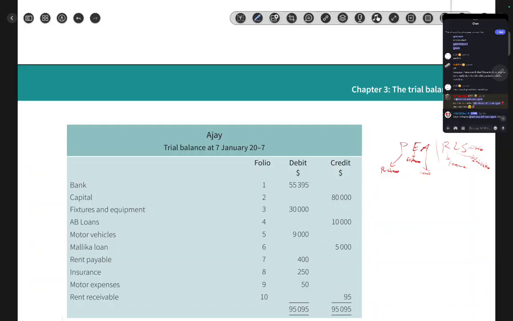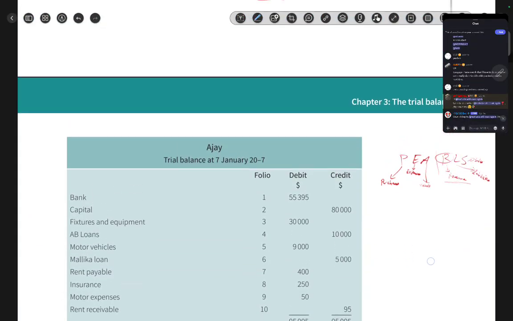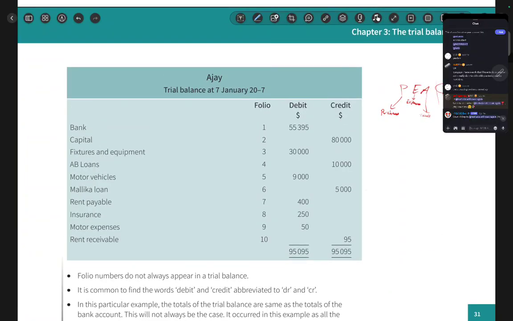Fixtures and equipment, again an asset. Loan is a liability, that's why it's credit. Motor vehicles, asset. Another loan, liability. Rent payable is an expense. Expenses are debited. Insurance expense, motor expense. Rent receivable is part of revenue, part of income. It increases your profit. It's also in the sales category, so it comes on the credit side. Very simple, very easy.